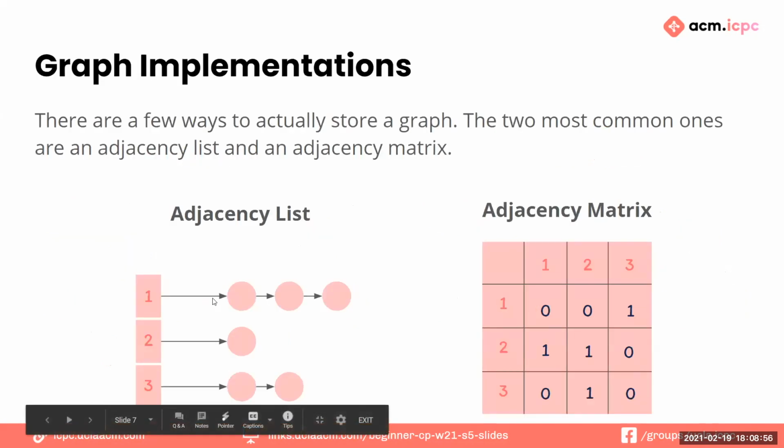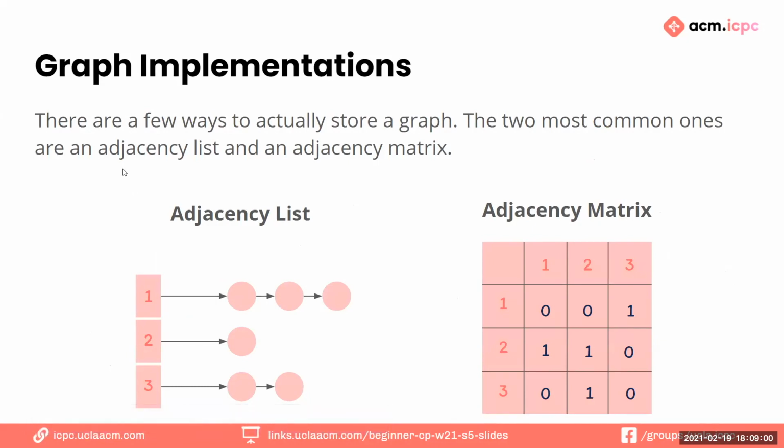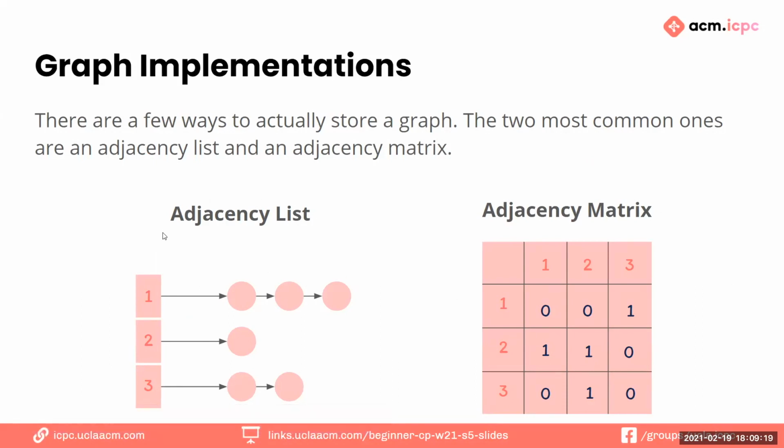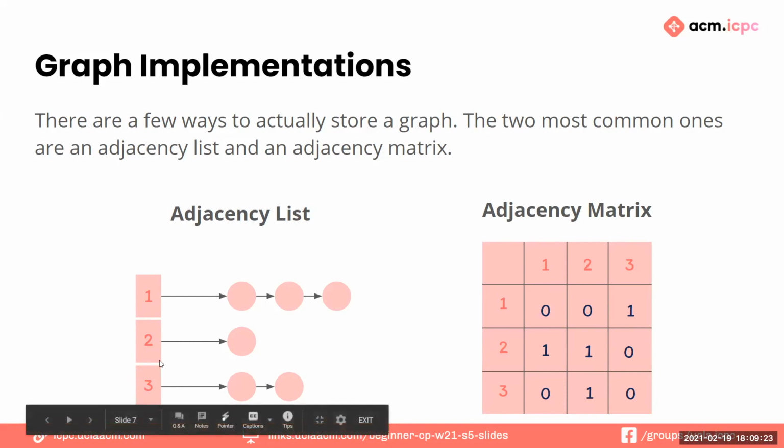And of course, there are a few ways to actually store a graph, and the two most common ones used in competitive programming are an adjacency list and adjacency matrix. These two both have their pros and cons, but today we'll mostly be using adjacency lists, since I think these are the more popular and honestly easier to implement and take up less space. So we'll be using adjacency lists today.